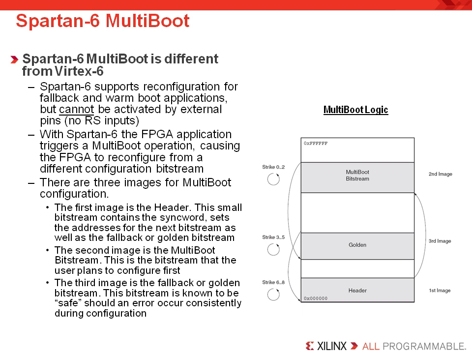Similar functionality can be accomplished with Spartan 6, but it is different. The main difference is that the reconfiguration cannot be activated by external pins. That is, there are no RS output pins from the FPGA. In this case, a series of ordered bit streams are stored on the flash device, and the configuration logic is designed to automatically go to the golden image when an error during configuration occurs.